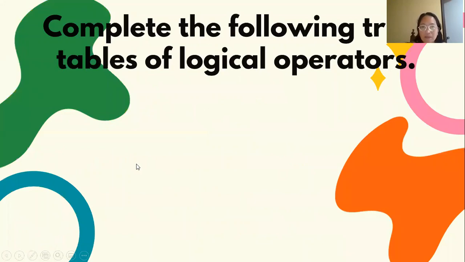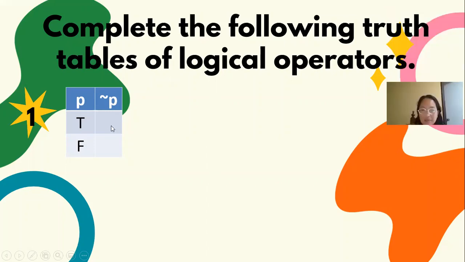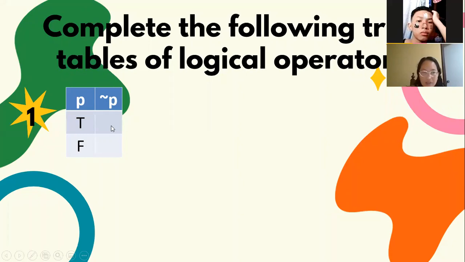Okay, so to start, let us have first a recall of what we had last time. Anyone can answer, huh? So let's have the first table. If you have the proposition P and its negation, what do you think will be the negation of P if it is true? Yes, Lance? False po, ma'am. How about the second one? If the proposition P is false, what is its negation? True po. Okay, it's true.